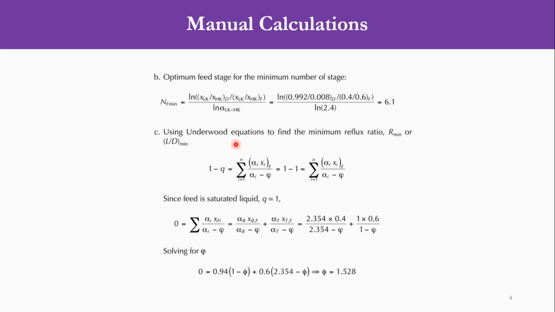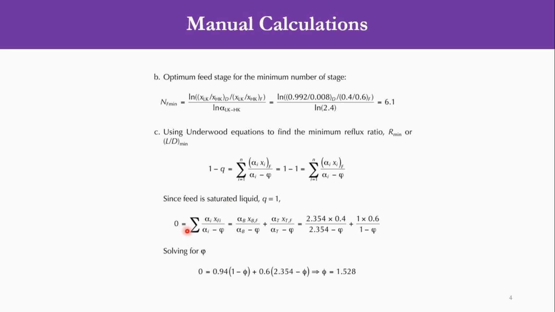Second part is the Underwood equation that is used to find the minimum reflux ratio. So the formula is 1 minus q equals summation i equals 1 to n of alpha i xi divided by alpha i minus phi. Now the value of q is 1 because it is saturated liquid. For subcooled liquid, the value of q is greater than 1. Then for saturated, it is 1. Then for two-phase, it is between 0 and 1. Then it is equal to 0 for saturated vapor, and accordingly less than 0 for superheated system.